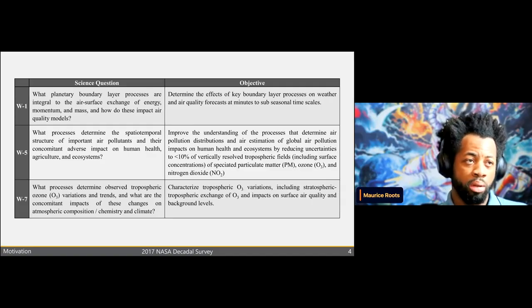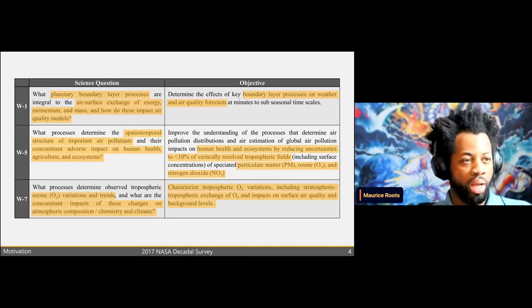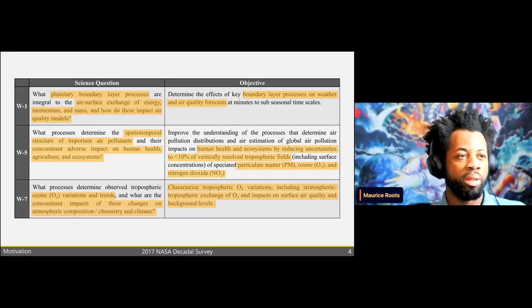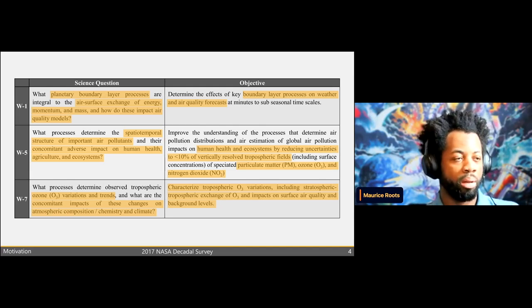But from the most recent one in 2017, we have these few questions that particularly pertain to my work, in W1, 5, and 7, which is weather and air quality. The science that we're looking for is: what are the processes within the boundary layer? I'll explain what we mean by that more specifically in a minute. In exchanging air with the surface, mass and momentum, that being the constituents that are in the air as well, and how is that impacting our air quality models?